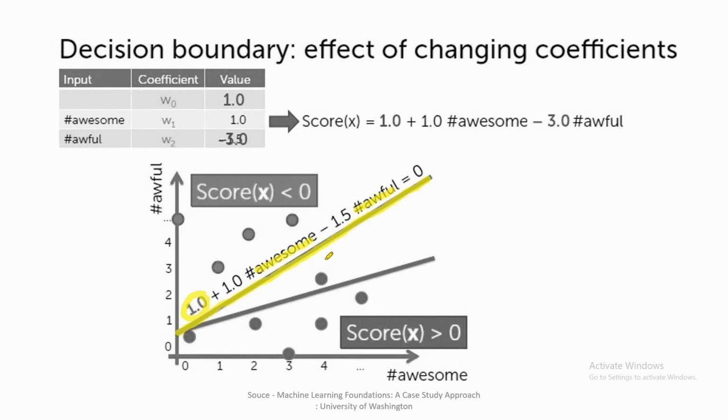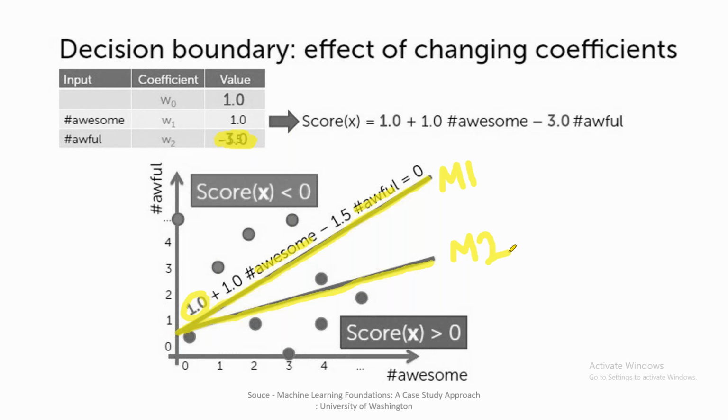Now what I have done is I have retrained the model. Retraining means I am changing the coefficients of the words. Earlier the coefficient of awful was -1, but now I have increased the coefficient to -3 by retraining the model. Now the new equation of line, the new classifier, looks like this. This was my classifier 1 or model 1, and this is my model 2.